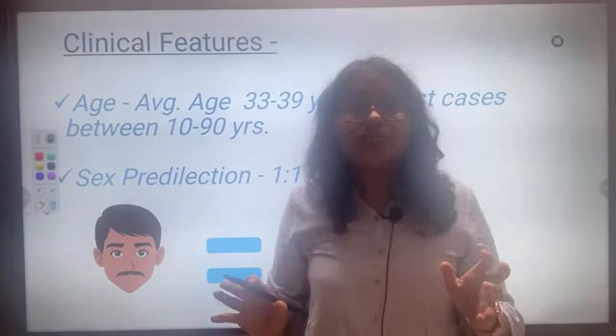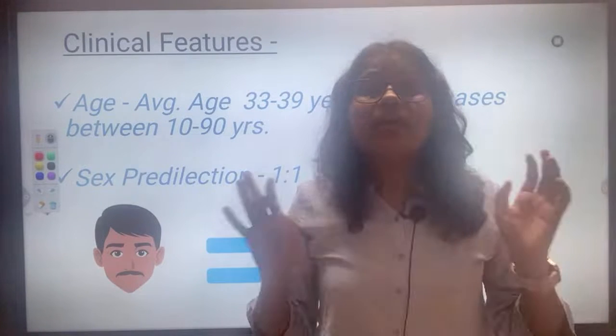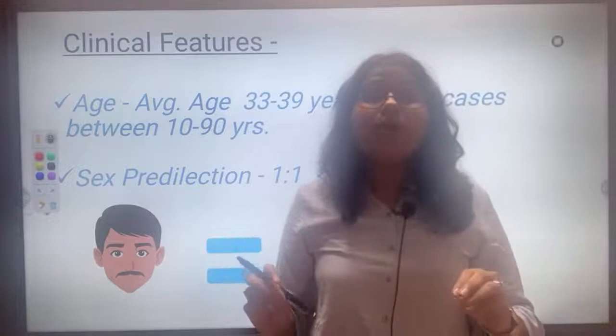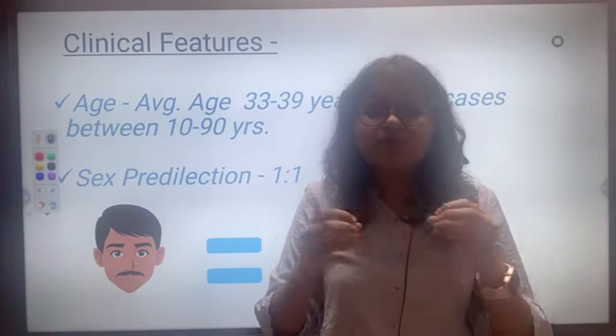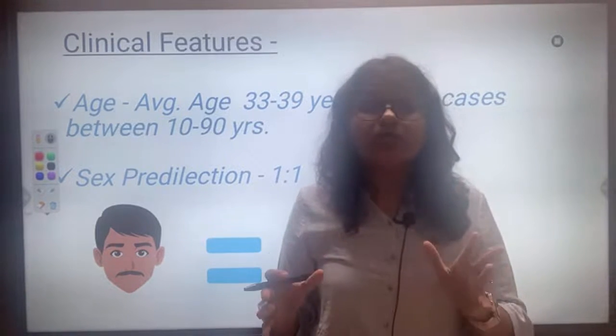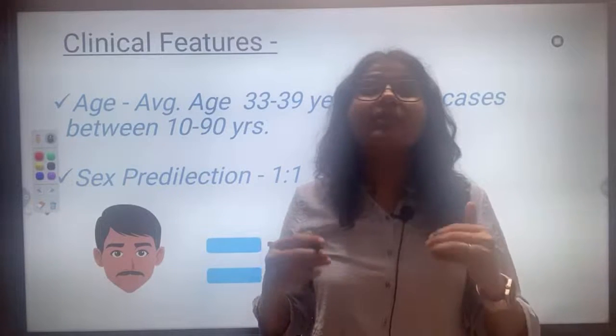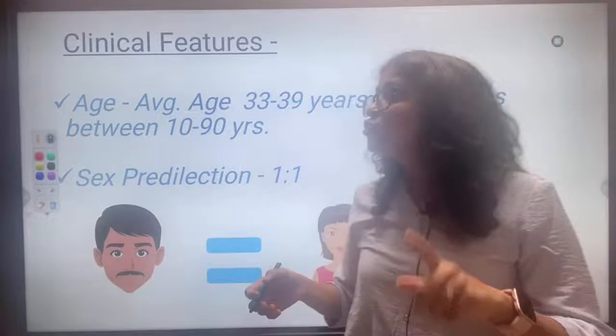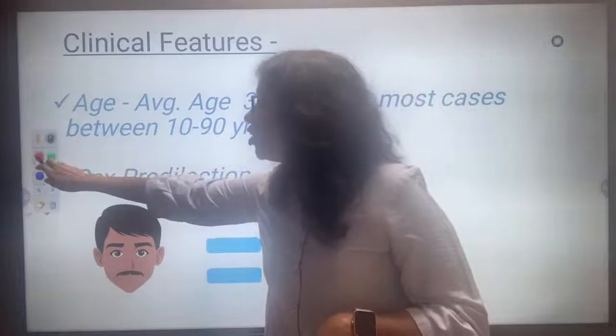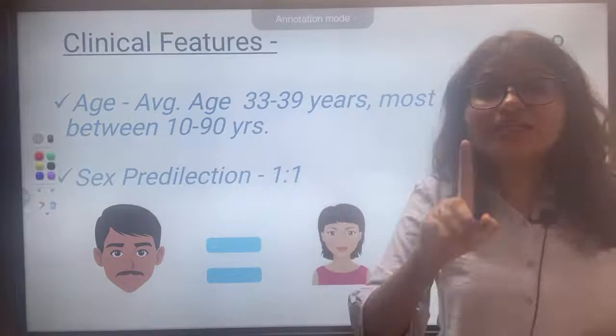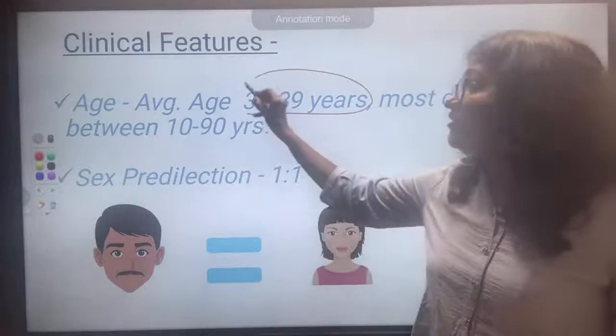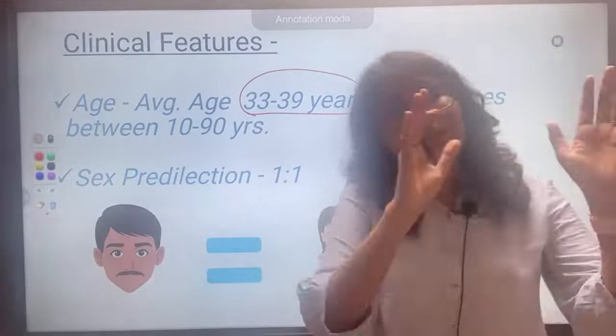What are clinical features? Clinical features are in which age you will commonly see a particular disease, in which sex, female or male, where you will see it, what is the age of the patient, and how will be the clinical presentation of the patient. Okay, so ameloblastoma, what is the most common age for ameloblastoma? 33 to 39 years. Average, it can be between 10 to 90 years.